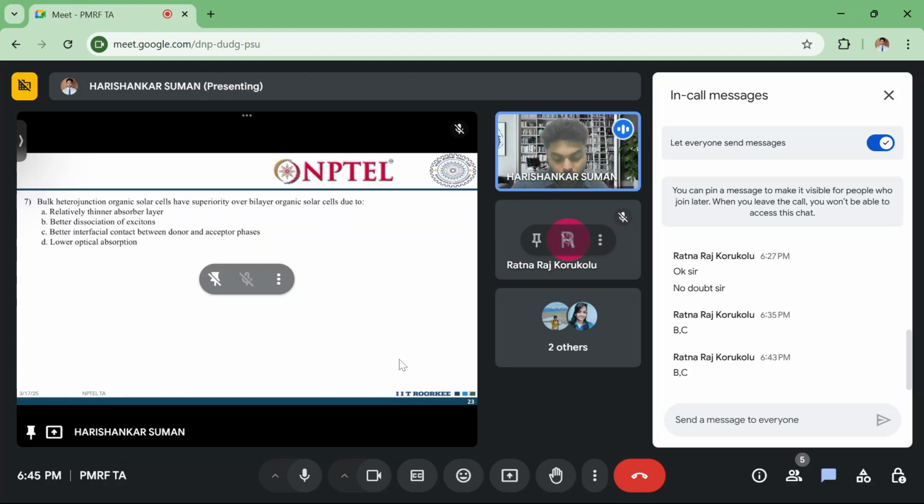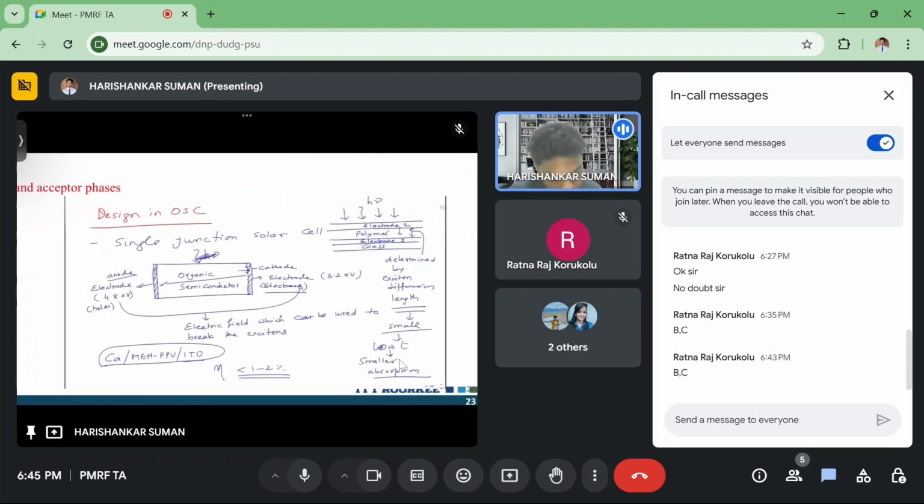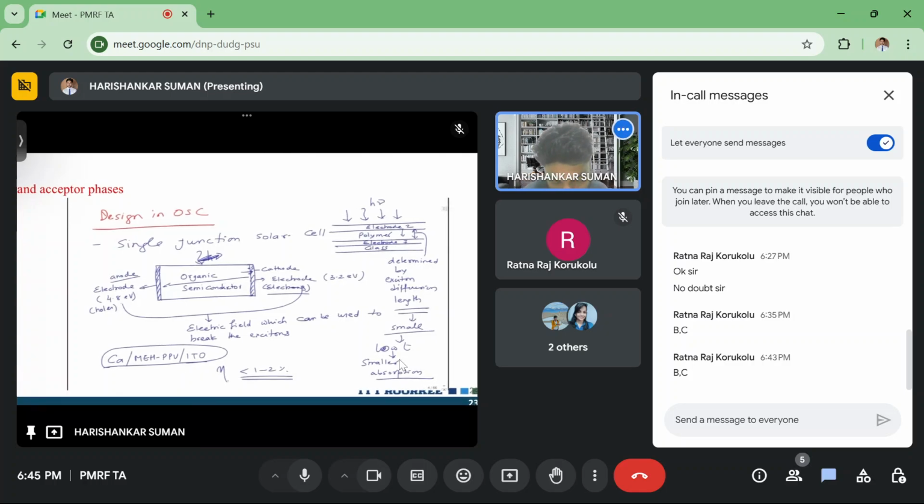Okay, so your options B and C, yes, correct. In the bulk heterojunction organic solar cell, there is better dissociation of excitons and better interfacial contact between donor and acceptor phases. This is taken from the lecture, you can see the design of the organic solar cell.